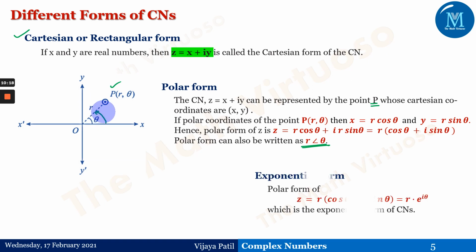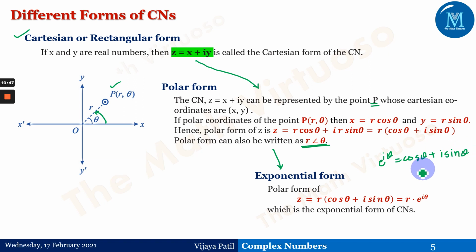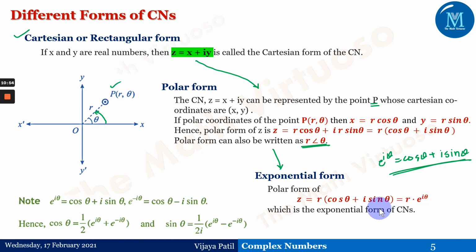And the third form is known as the exponential form. If you observe, from the Cartesian form we have written the polar form, and now from the polar form we are going to write down the exponential form. This is the polar form we have expressed here: z equals r times cos of theta plus i times sine of theta. Now, e to the power i theta is cos of theta plus i times sine of theta. We are aware of this particular identity, so we put it here. So r into e to the power i theta is the exponential form of the complex numbers.